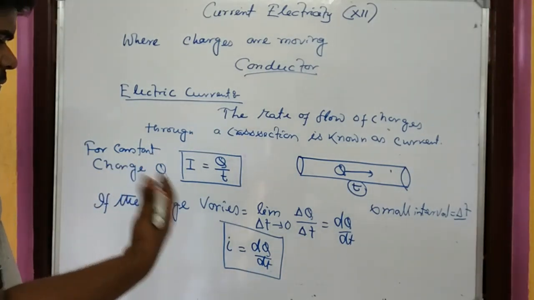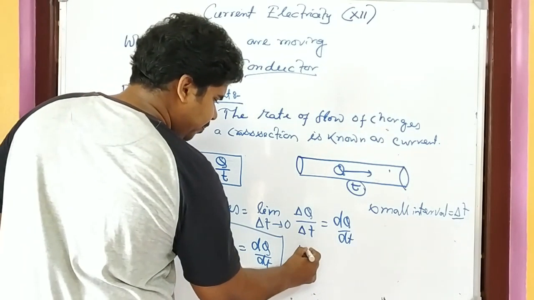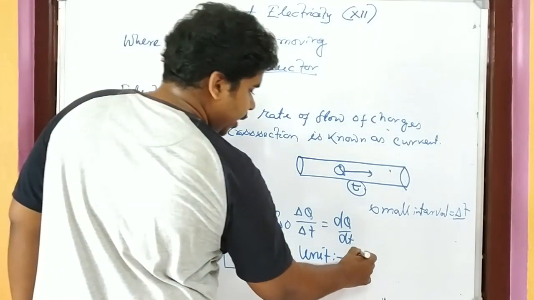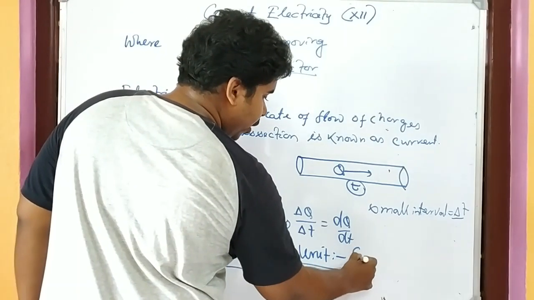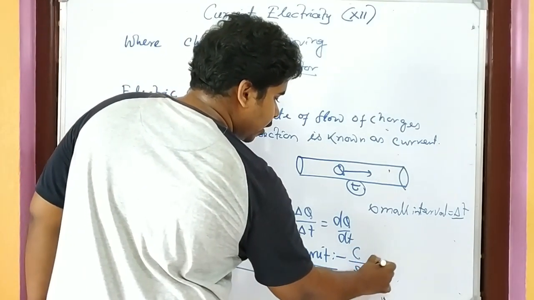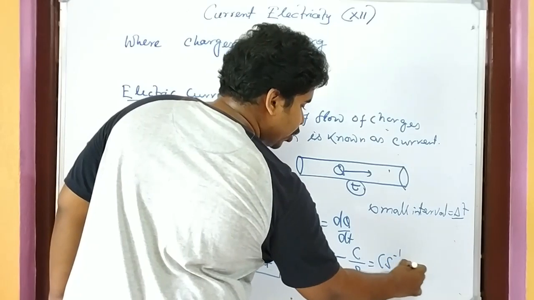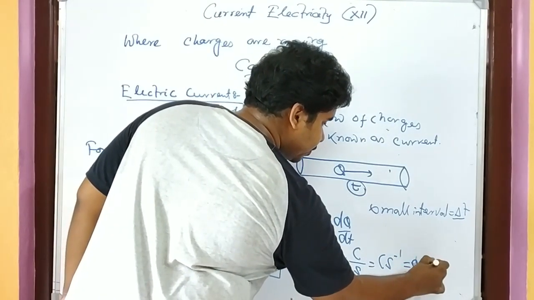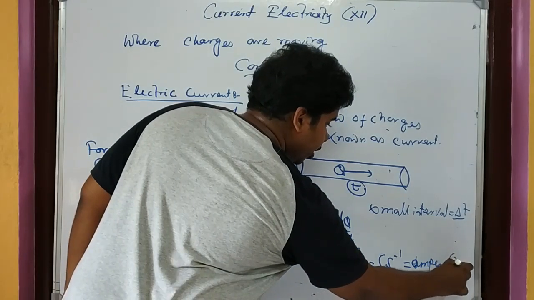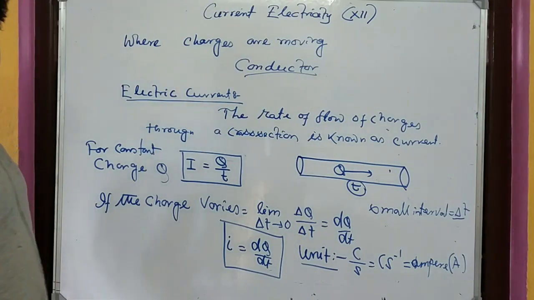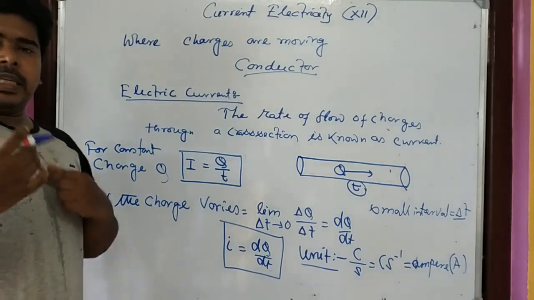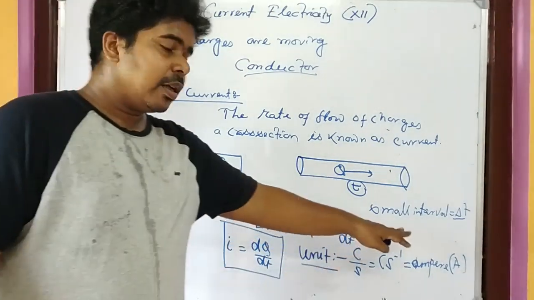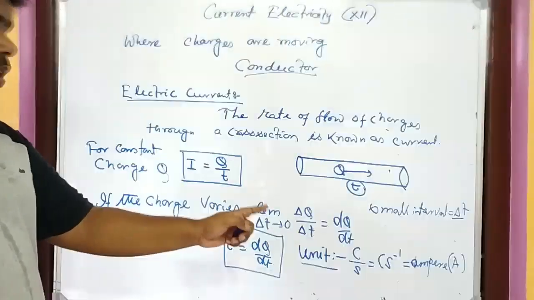Okay, I am coming to the unit. We all know that the unit of current, from I equals q by t, is coulomb by second, coulomb second inverse, which is known as ampere, denoted by capital A, and which is also a fundamental unit. Of the 7 fundamental SI units, one of them is this ampere.